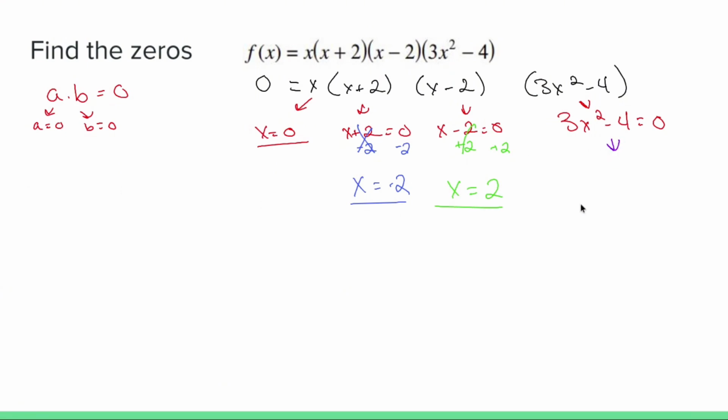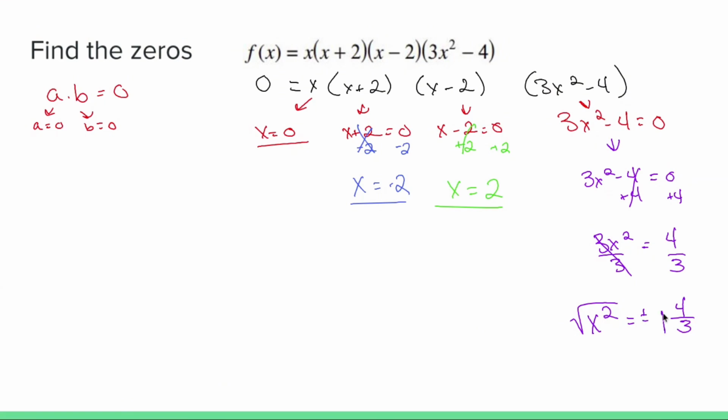This one's going to require a little bit of work. For this one, I'll just rewrite it out: 3x² - 4 = 0. Add 4 to both sides, so 3x² = 4. Divide by 3, cross it out. x² = 4/3. Now in order to get rid of the squared, you square root both sides. Don't forget your plus or minus.